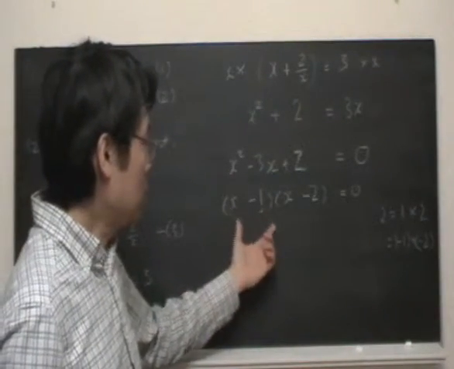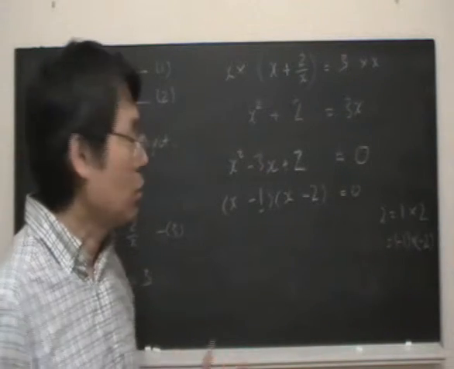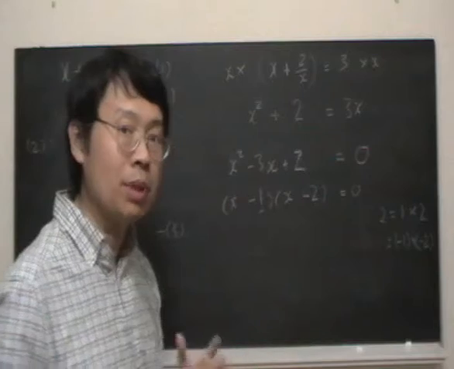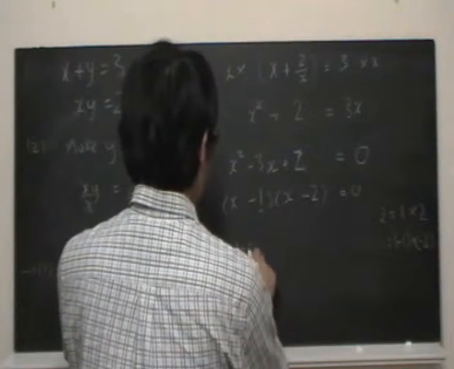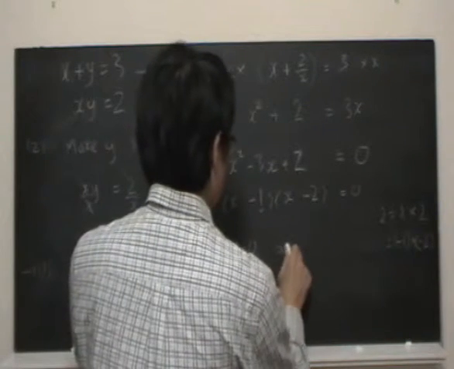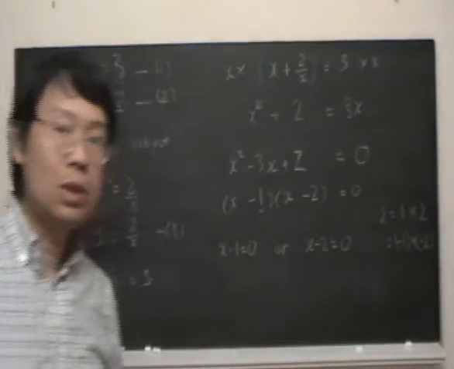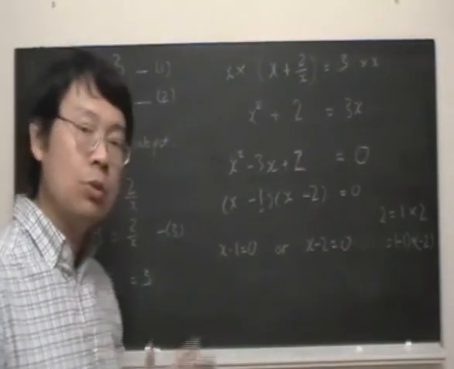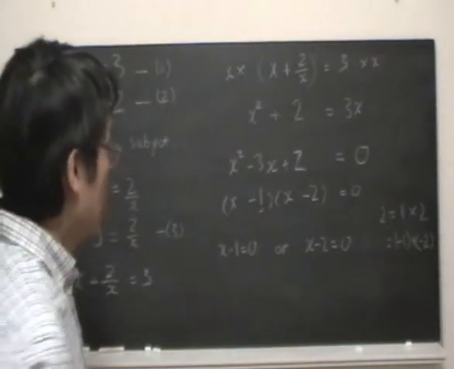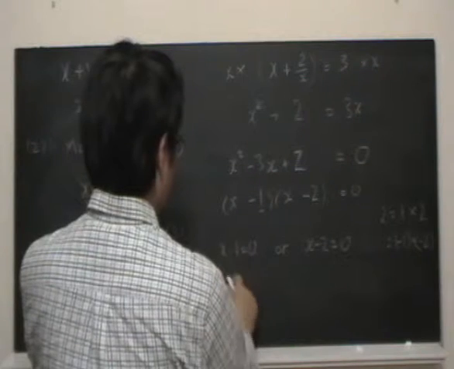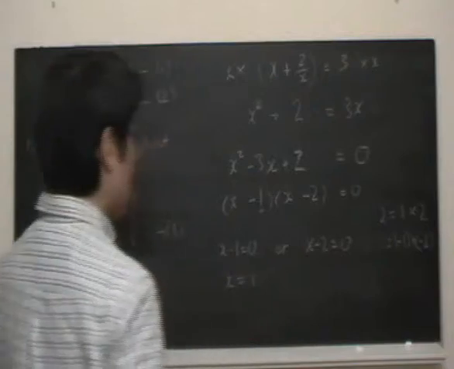So one or the other of the brackets must be equal to 0. Let's write that down. x minus 1 must be 0, or x minus 2 must be 0. So now we have two simpler equations that we can solve. x minus 1 equal to 0. The answer is x equal to 1.